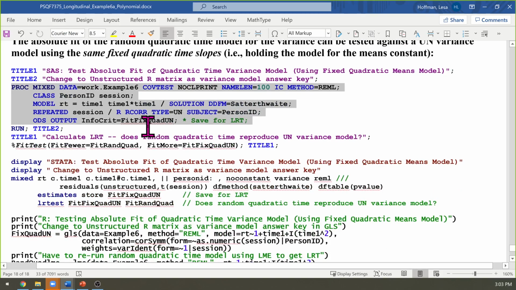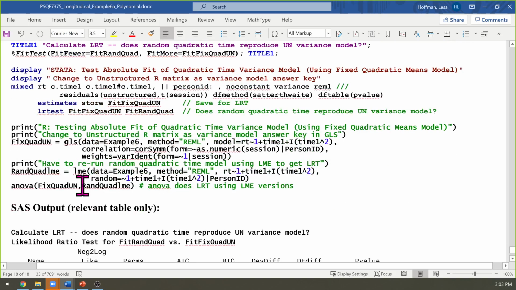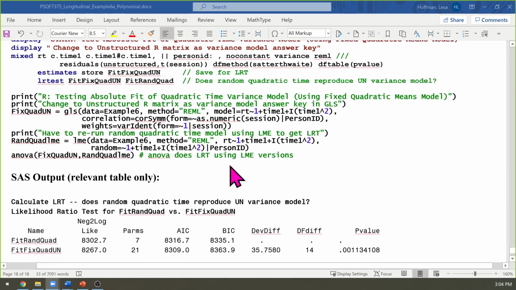So I fit that in SAS, I fit that in Stata, and then I realized that in R, I had to fit it in GLS instead of lmer because it has an unstructured component to the R matrix, and that it won't do likelihood ratio tests across nlme models and lmer models, and so then I had to re-estimate the final random quadratic model in lme to be able to use anova to do the likelihood ratio test. So that had a separate step that I had to do, and here's the result.